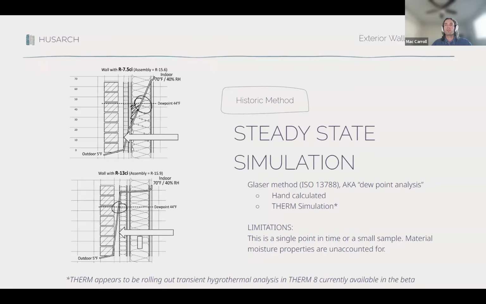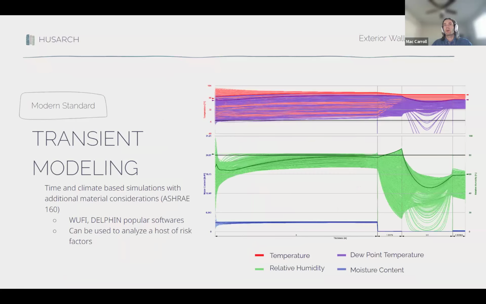So I just want to point out that for those of you familiar with the software Therm, that's a 2D software. It'll do something similar to this, but from our research, it seems like Therm 8 might be starting to incorporate this next system, which is the more modern standard called transient hydrothermal analysis, or transient modeling, most commonly referenced by the software WUFI.